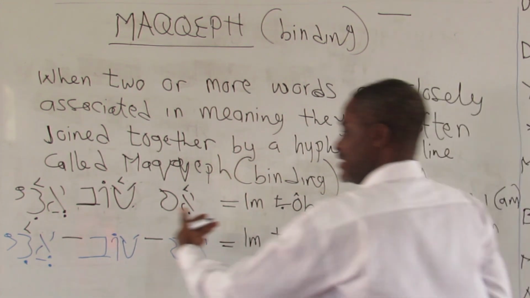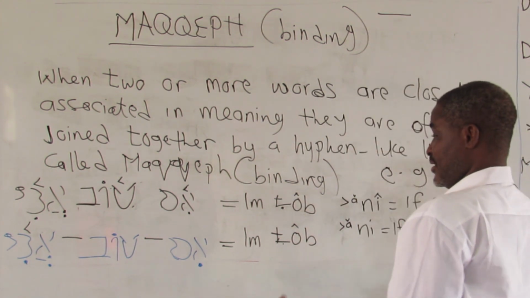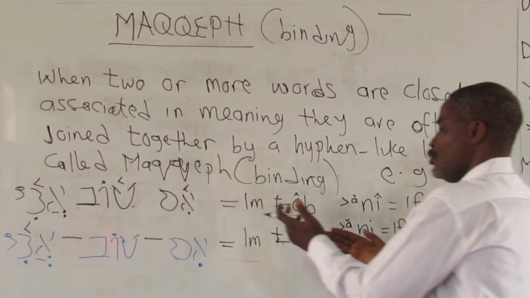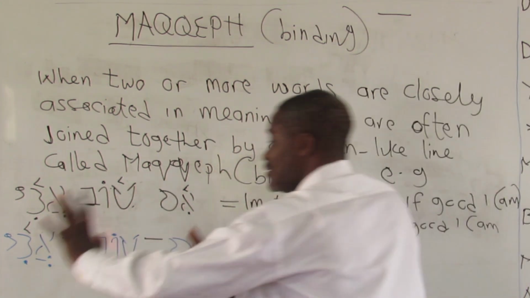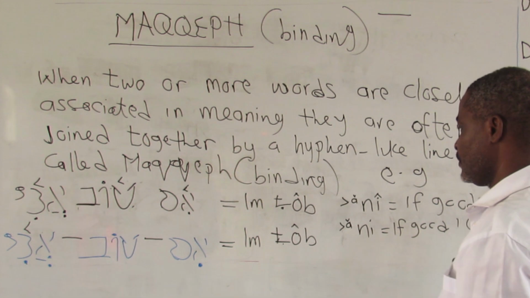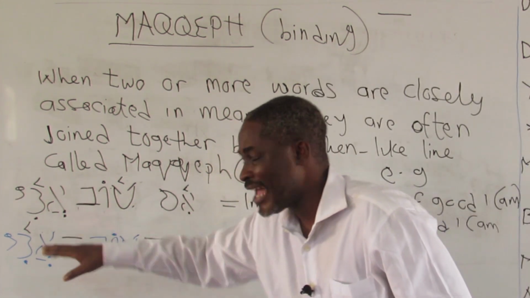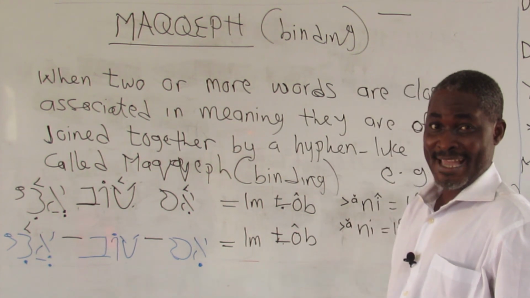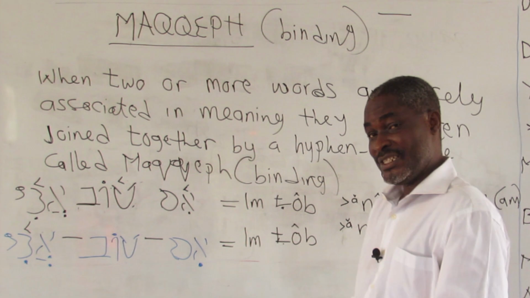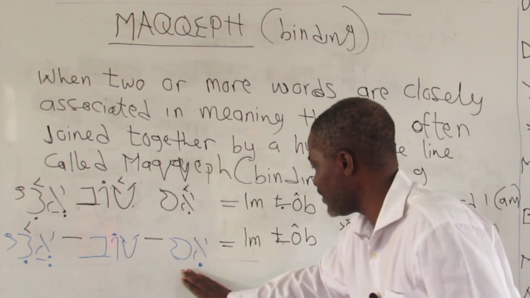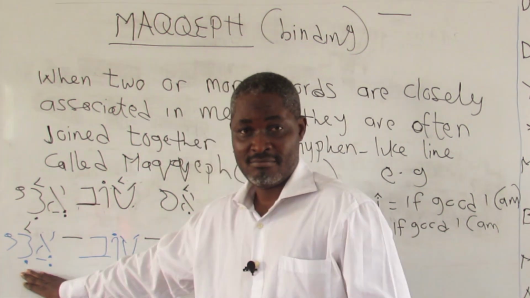Remember, when you are translating or transliterating, you move into English from your left to the right. But writing Hebrew, you move from your right to your what? To your left. Now look at this. You have the same words, im, tov, ani, written in another form, and Maqqeph is being inserted. Now you have im, Maqqeph, tov, Maqqeph, ani.